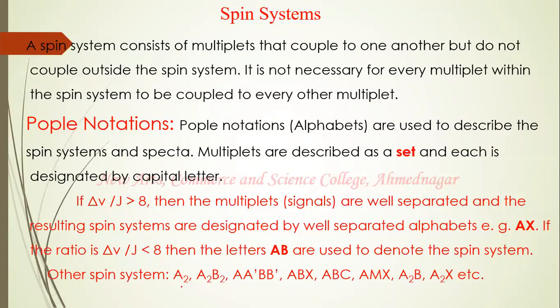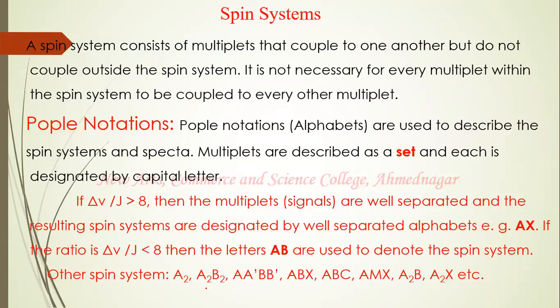For example, A2: the two protons are chemically identical protons. A2B2: there are four protons, but out of those four protons, two protons are chemically identical and the other two protons are chemically identical. Now, in this case, AA' and BB'. Here also there are four protons. A and A' are chemically identical. B and B' are chemically identical. Then what is the difference between A2B2 and AA'BB'?